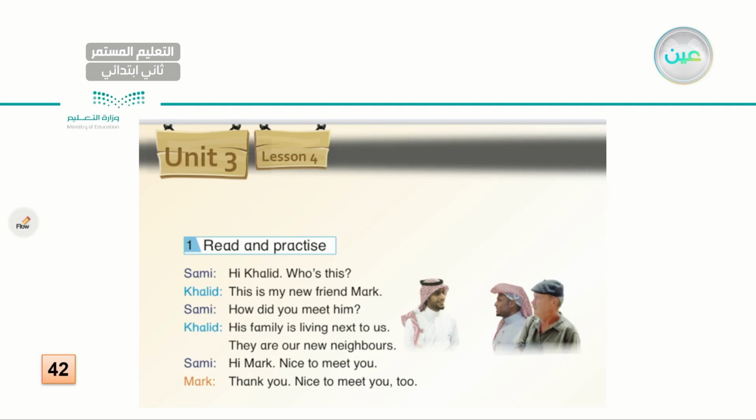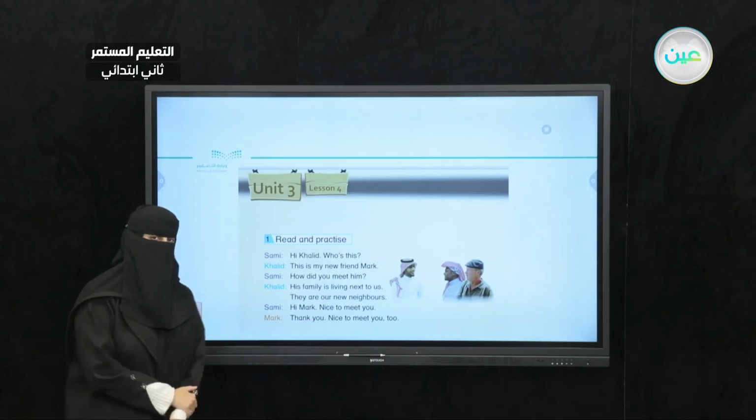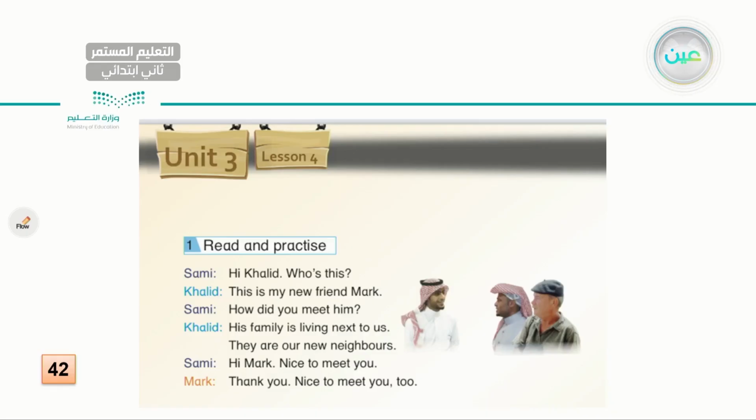What I highly recommend is practice reading this conversation right after this lesson with a member of the family. Now, let's try to underline the WH questions you just found in this conversation. Let's start with the first line. Hi Khalid, who is this? So the first WH question here is the question word who.